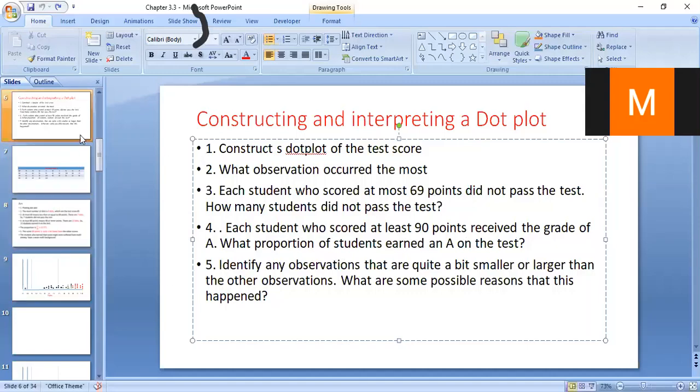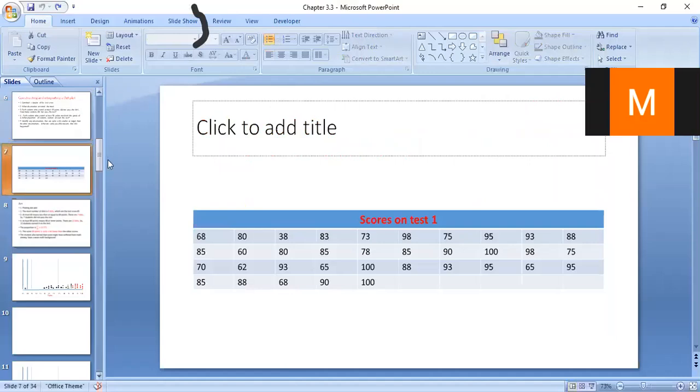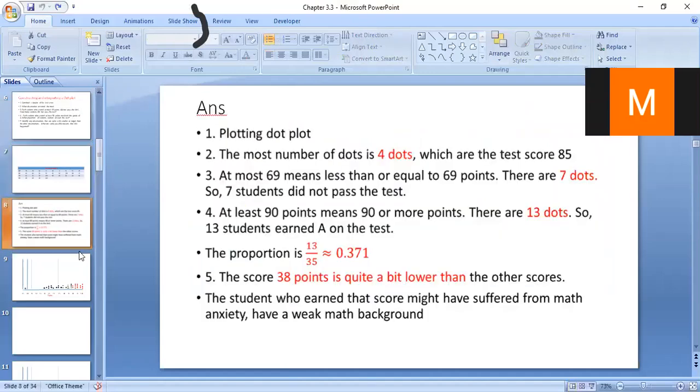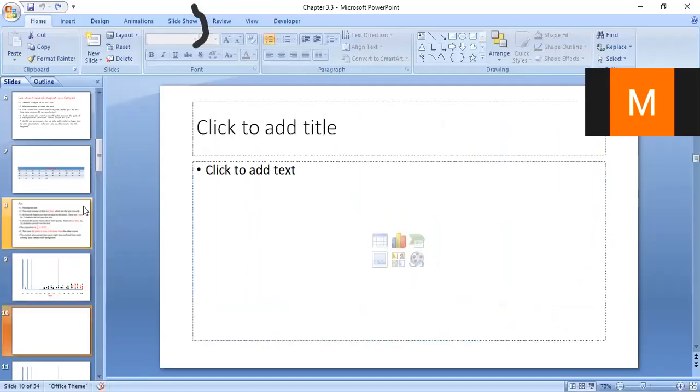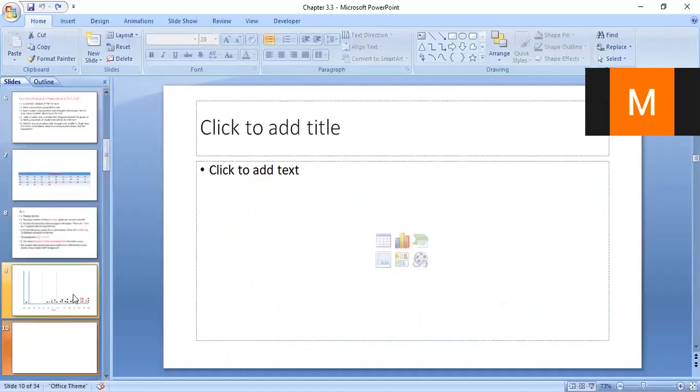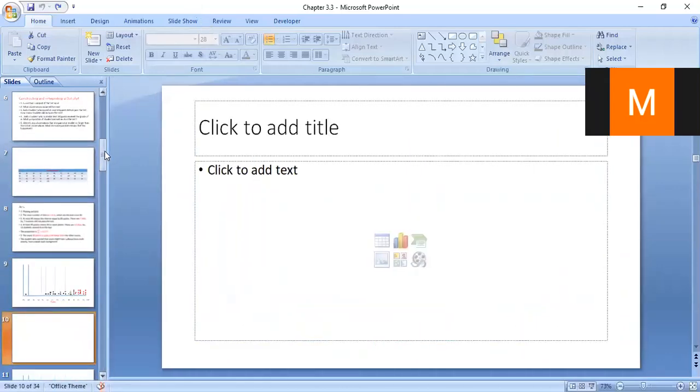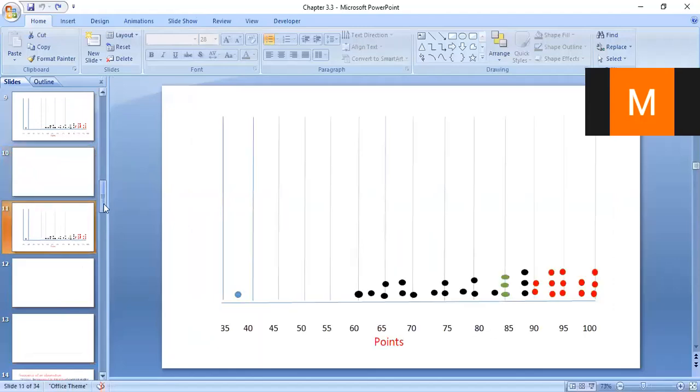Any question about this example? This is what you call a dot plot. To see how many people got each score, you put a dot for each, and when you look at it, you will know how many people got that score. We call it a dot plot. Any question about that problem?